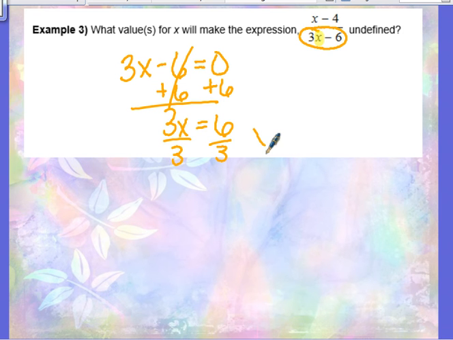And in this example, we get x equals 2. So if we plug in 2 for x, we will get 3 times 2 is 6, and 6 minus 6 is 0. We don't want the denominator to be 0, so we state it as a restriction. x cannot be 2. Okay, when you're ready, please turn the page.